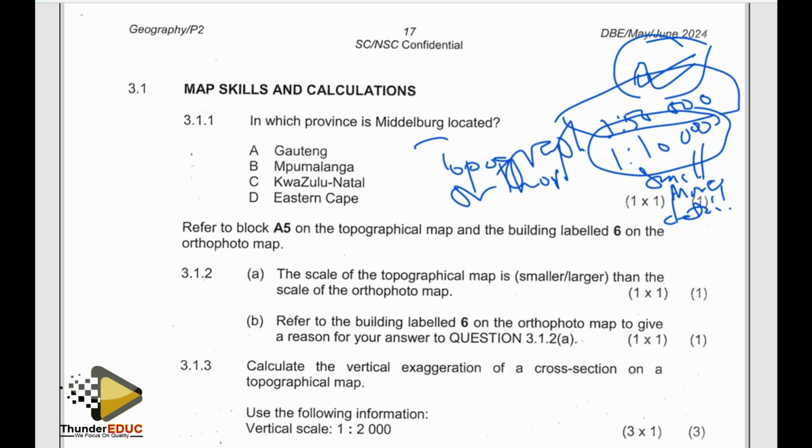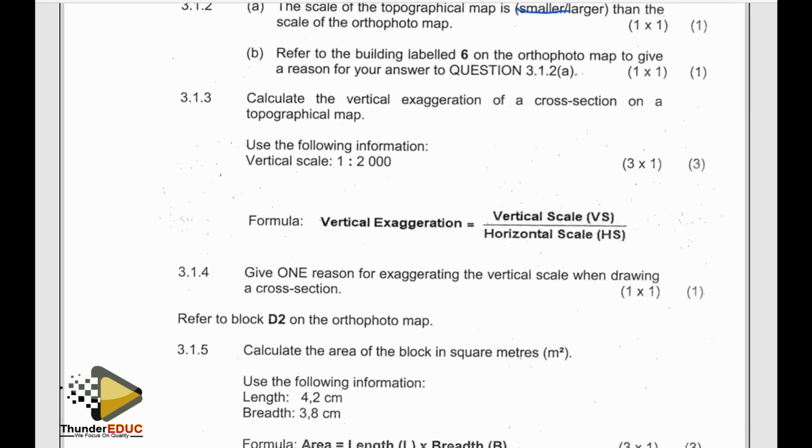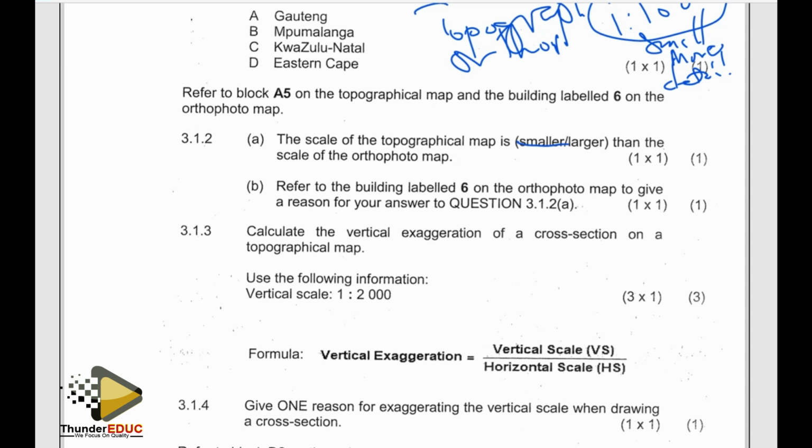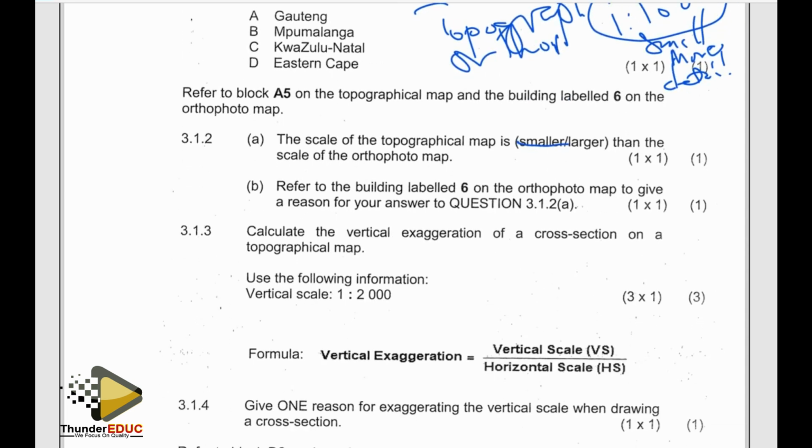So the topographical map is a smaller scale than the orthophoto map. Then refer to the building labeled 6 on the orthophoto map. Give a reason for your answer. Definitely, it's about the details shown there that will give you the justification. If you can see more details, it means that is a large scale map, or if there are fewer details, it means that is a small scale map.